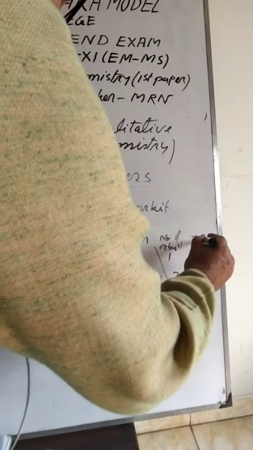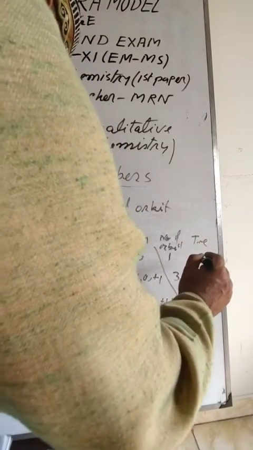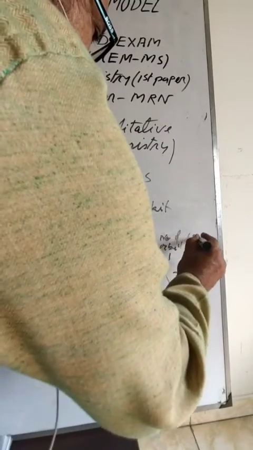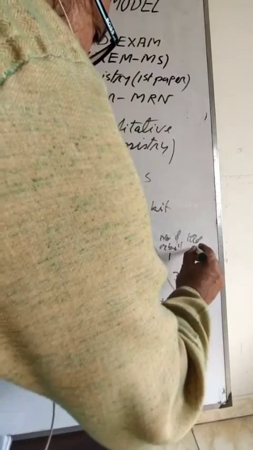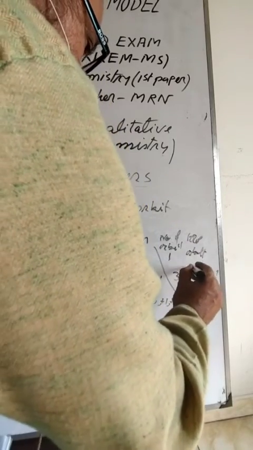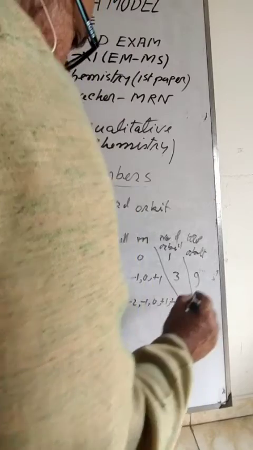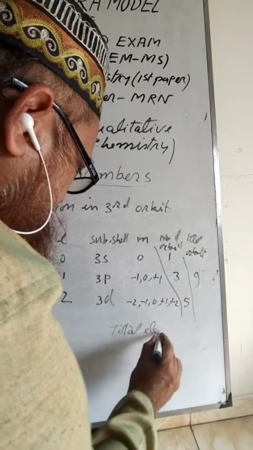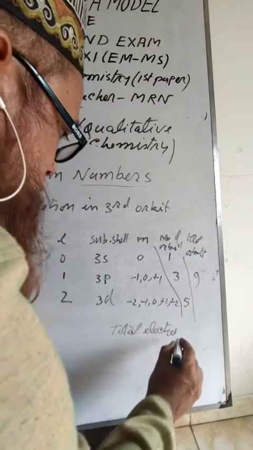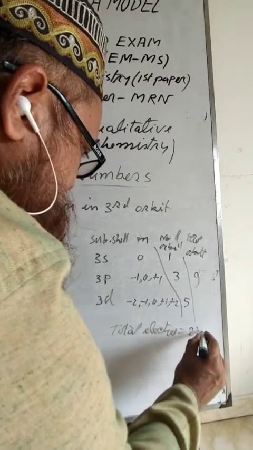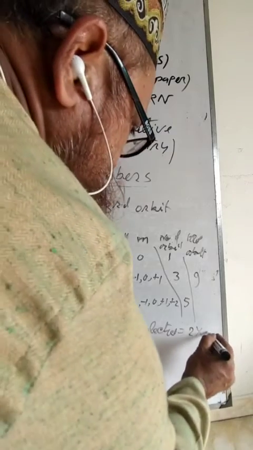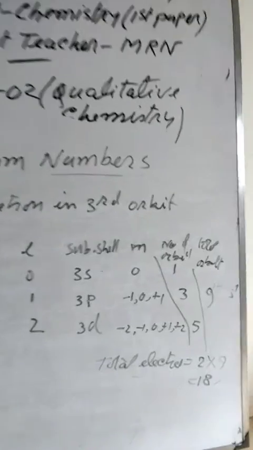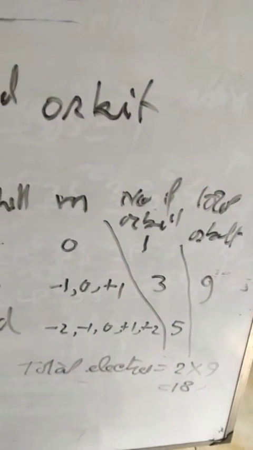The total number of orbitals will be 9. Now the total electrons in the third orbit: since each orbital holds 2 electrons, 9 orbitals give a total of 18 electrons.